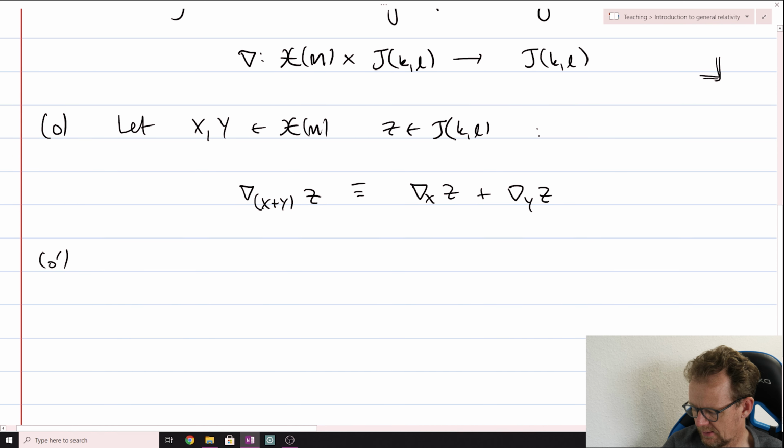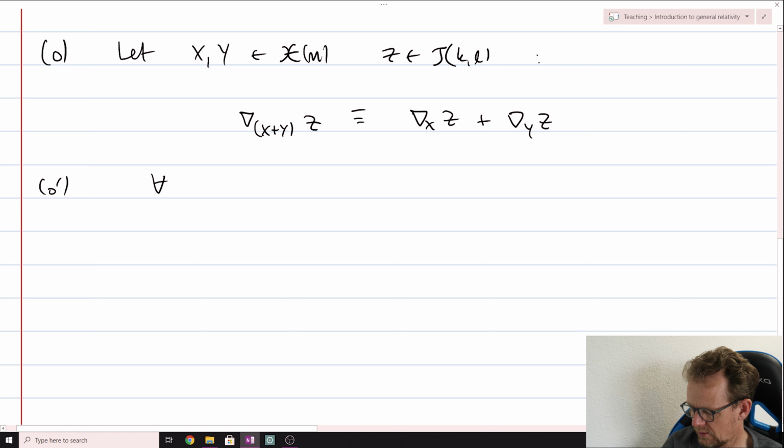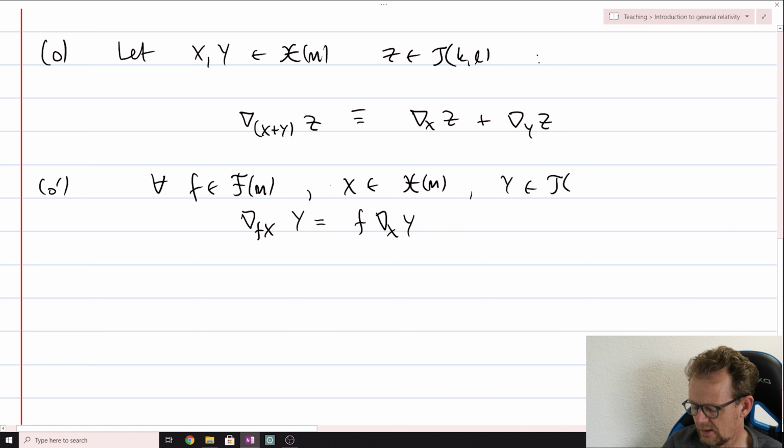And then there's a second zeroth requirement, namely for all smooth functions f, we are also going to demand that nabla of f times X, which is also a smooth vector field, on Y is f nabla X on Y. So X here is a smooth vector field and Y is a tensor field. So we really do need these zeroth and zero primed conditions because we want to deploy abstract index notation as soon as possible to talk about this thing or the way it acts on things, and for that we're actually going to implicitly need these linearity in the first argument type properties.